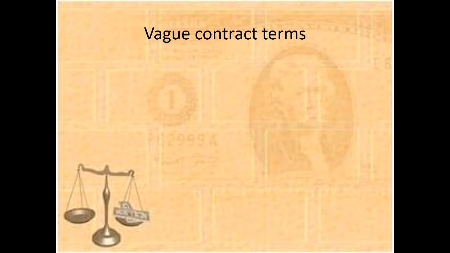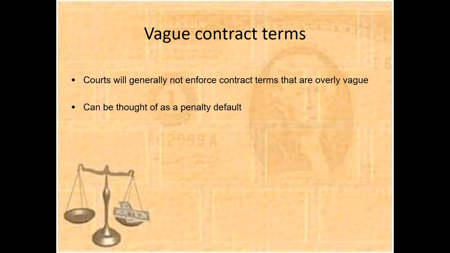So the lawyers and the legal institution itself are aware of this fact. In that context, we will stop there, and let's talk about vague contract terms, which are another set of terms that should not be enforced, or where it is inefficient to enforce them. Courts will generally not enforce contract terms that are overly vague. That means vagueness comes in different forms.